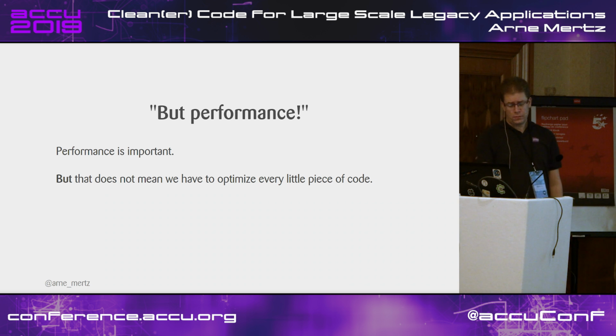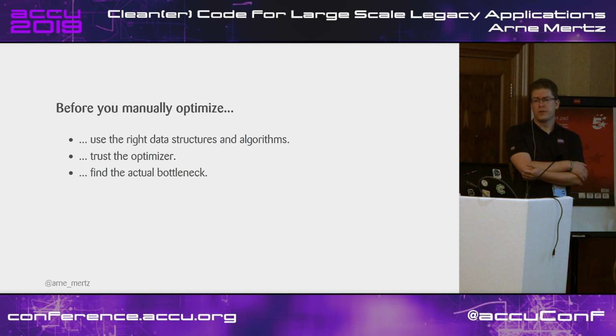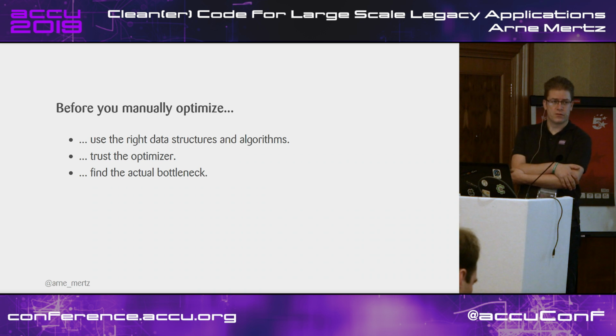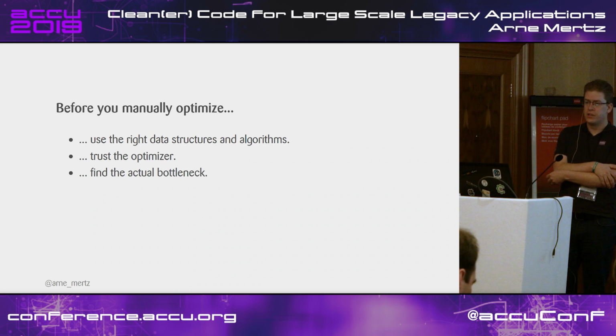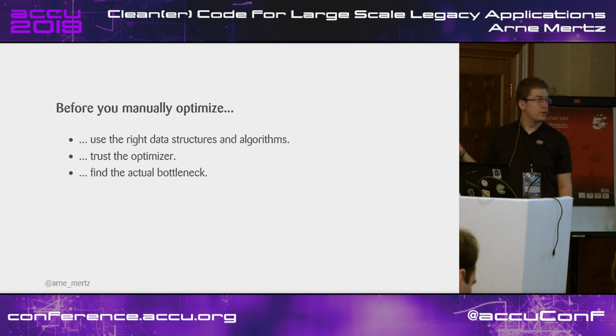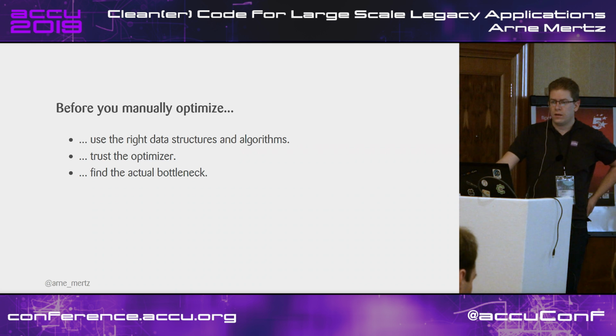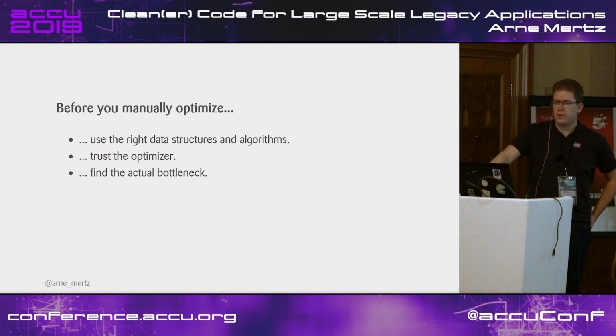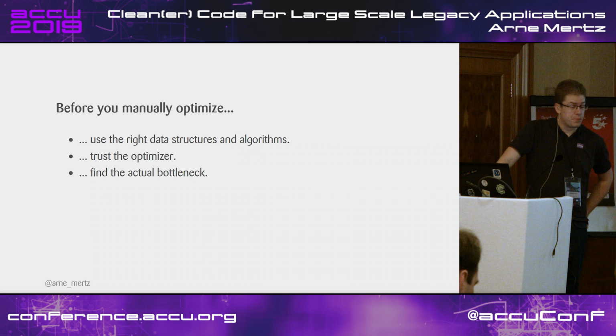And before we go ahead and manually optimize those parts, we really have to see, first of all, use the right data structures and use the right algorithms, because if you have an algorithm with exponential complexity where we could use one that goes like n log n or something, we can do the best performance tweaks we want. If you get more data, the thing will go really long instead. And if we instead use better algorithms, we gain more than we can gain with any performance tweaks. We should, in the first place, try to trust the optimizer. They're getting better every year.